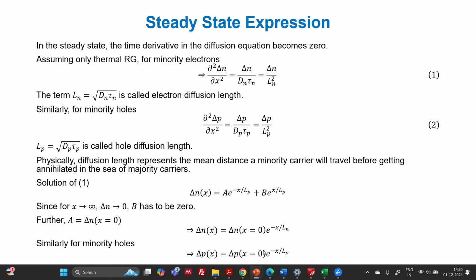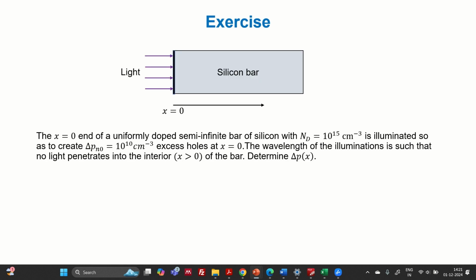Okay, so we have now seen the variation of excess holes and electrons with respect to time as well as with respect to x. The earlier question that I gave you was with respect to time, and this is with respect to x. Okay, so this is another exercise. You can check it and see how to approach this.